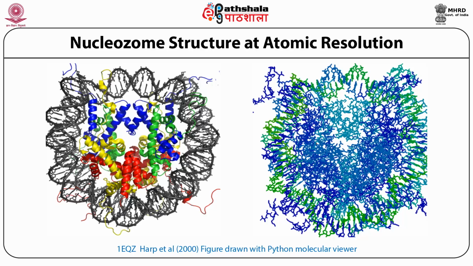Here we see the DNA molecule shown in black color and the histone shown as cartoons by a variety of colors. In the other, we also show even the linker DNA and histone proteins in the beautiful top view of the histone structure.